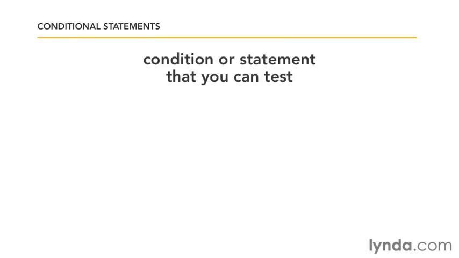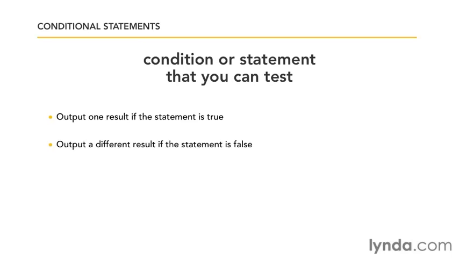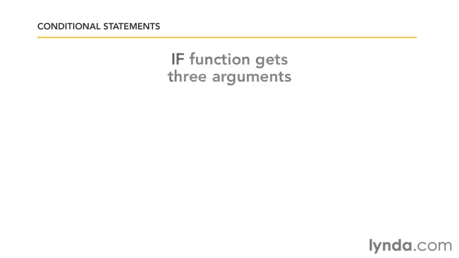Sometimes you want the value that's displayed in a cell to depend on a condition that's happening somewhere else. This is where you use a conditional statement, a statement that you can test. The way it works is that you output one result if that statement is true, and a different result if that statement is false. To do this, you use the IF function.